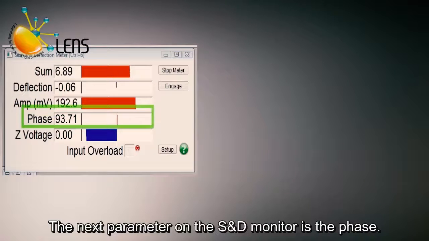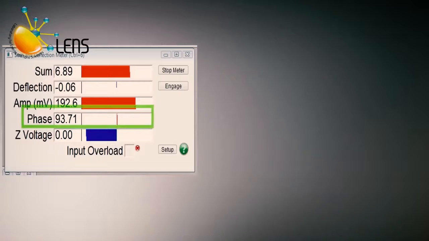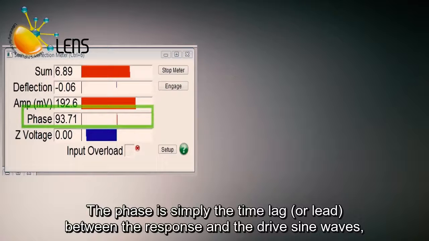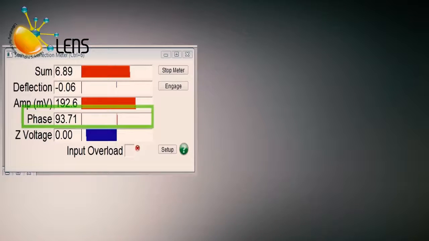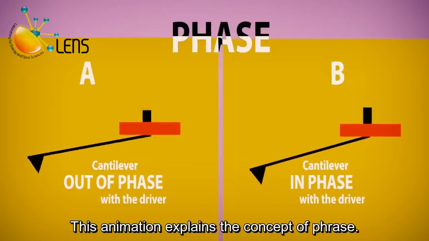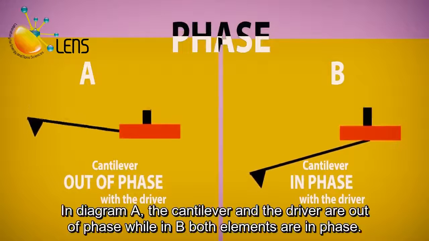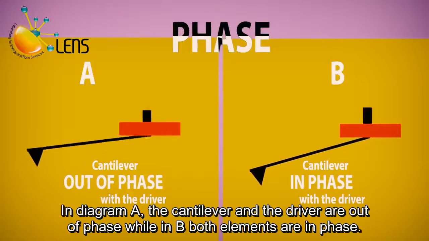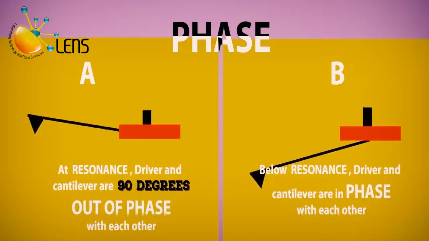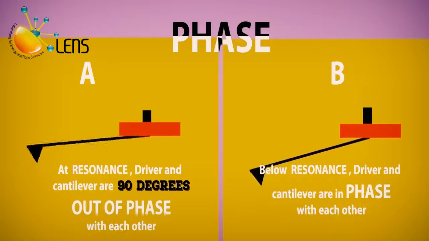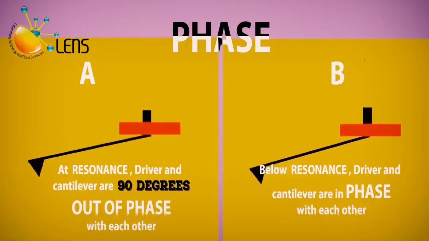The next parameter on the S&D monitor is the phase. The phase is simply the time lag, or lead, between the response and the drive sine waves, expressed in angular units, degrees or radians. This animation explains the concept of phase. In diagram A, the cantilever and the driver are out of phase, while in B both elements are in phase. At resonance, the driver and cantilever are 90 degrees out of phase with each other. On the other hand, below resonance, the driver and cantilever are in phase.